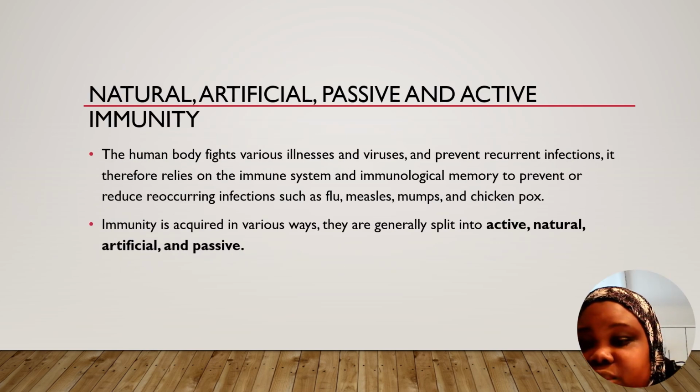Active immunity is whereby the body acquires immunity by being directly faced or attacked, and it learns to build immunity against it. Artificial active immunity can be stimulated by vaccines. Passive immunity is given to someone who hasn't had their own, so for example, a mother to her newborn baby.